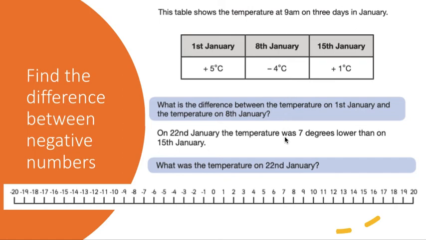Once you've done that, there's a second part of the question, which is my challenge for today. On the 22nd of January, the temperature was 7 degrees lower than on the 15th of January. So what was the temperature on the 22nd of January? So we've got the 1st, the 8th and the 15th. I suppose the next would be the 22nd of January. And the temperature was 7 degrees lower than on the 15th of January. So what would that temperature be on the 22nd of January?